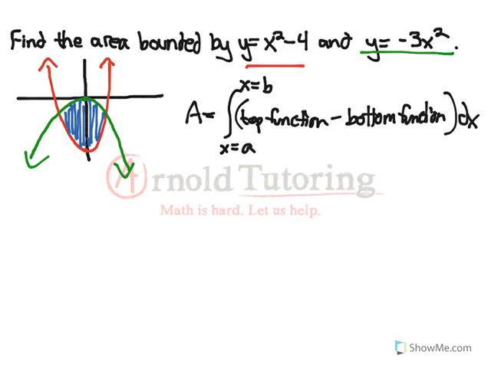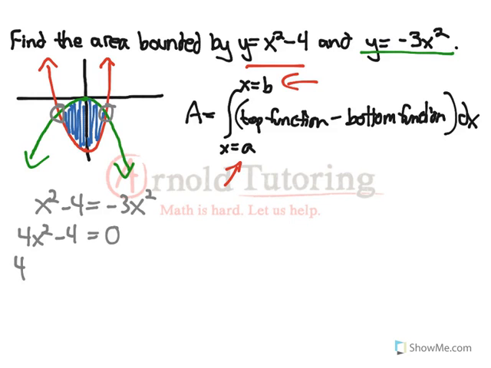The last thing we really need to do is figure out what this a and b are. In other words, we have to tell the integral where to start from the left and where to finish on the right. To do that, we need these points of intersection. We can either use mental math to guess, or if we want to know where these two curves intersect, we just set them equal to each other. So x squared minus 4 equals negative 3x squared. Bring everything to one side and we get 4x squared minus 4 equals 0.